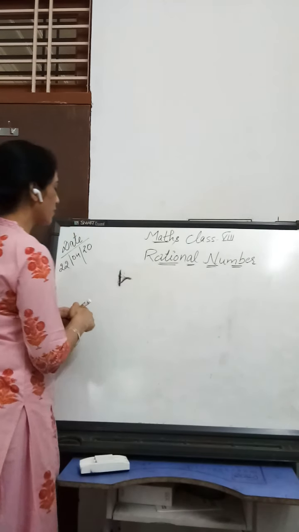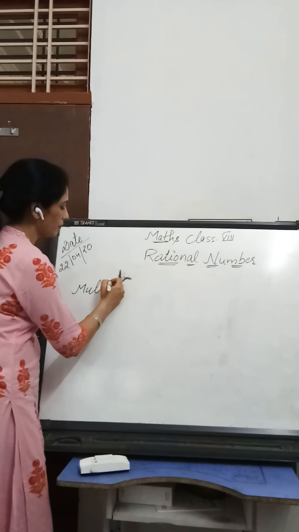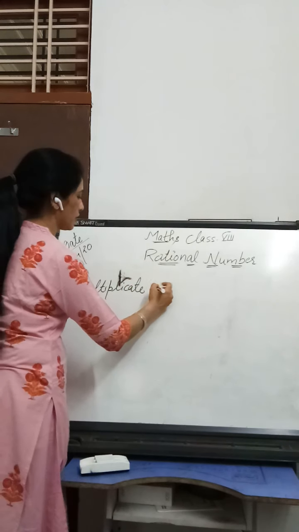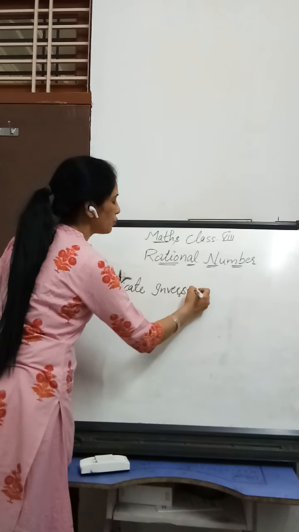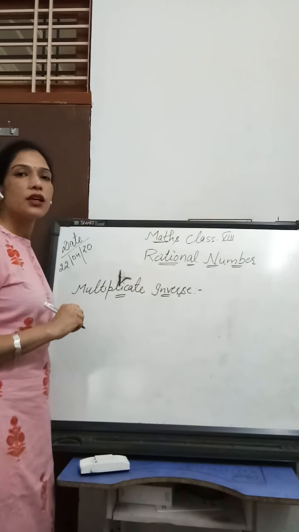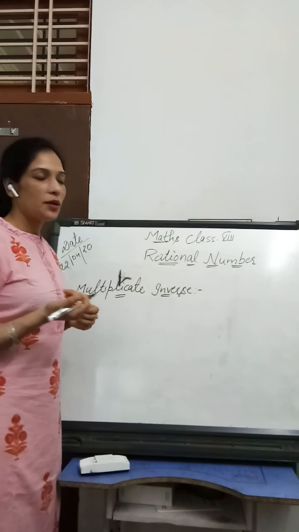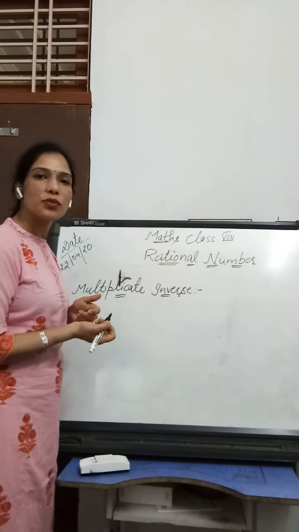Now next we have multiplicative inverse. In multiplicative inverse, when we multiply any two rational number, your result should be multiplicative identity. What is multiplicative identity? 1. Means when I multiply any rational number to another rational number, your answer should be 1.